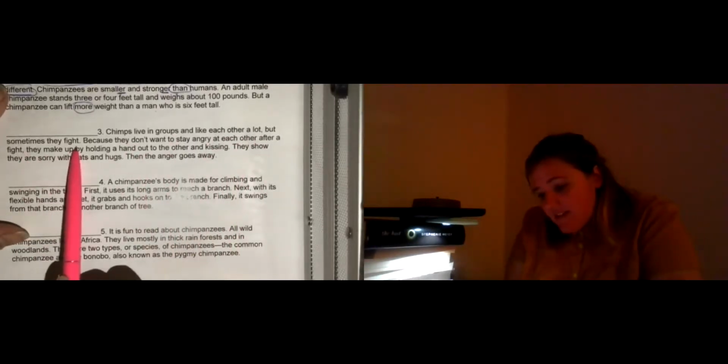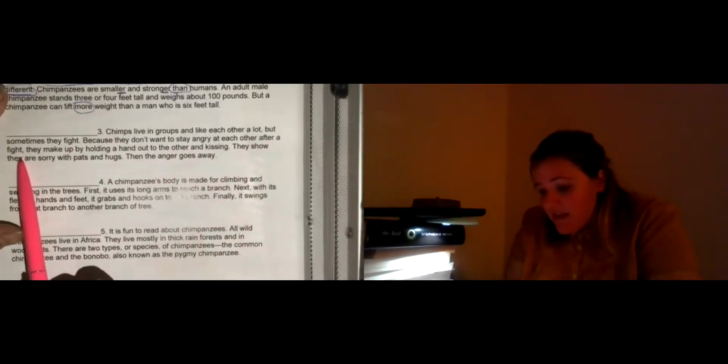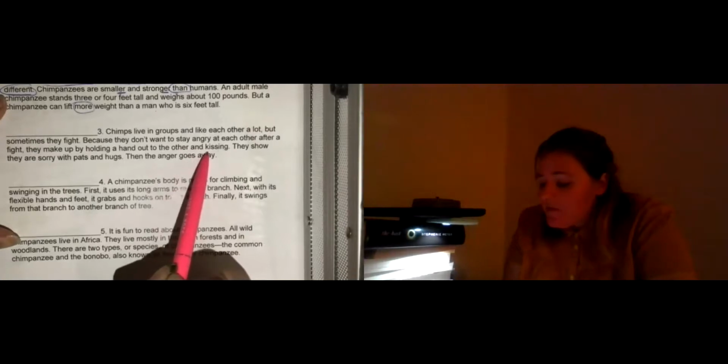Chimps live in groups and like each other a lot, but sometimes they fight. Because they don't want to stay angry at each other after a fight, they make up by holding a hand out to the other and kissing. Oh, this is just such a sweet thing to learn about chimpanzees. They show they are sorry with pats and hugs. Then the anger goes away.